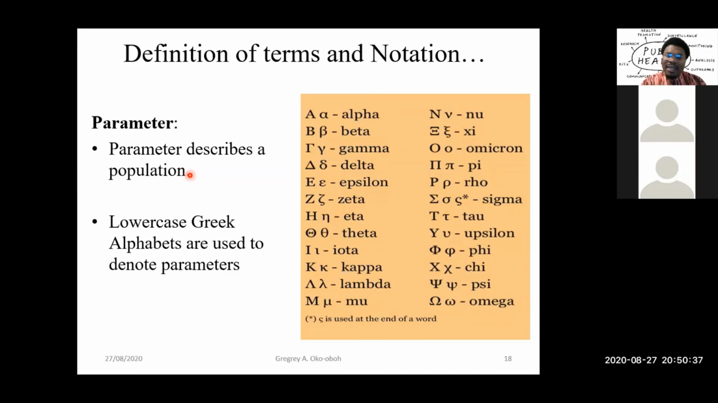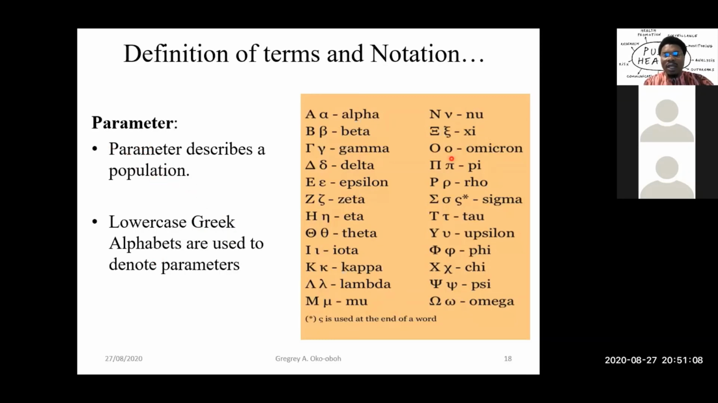And you characterize them with a given value. That value that you have used to characterize or summarize data generated from a population is referred to as a parameter. So when you hear the word parameter, parameter is trying to describe a population. And these parameters are represented by lowercase Greek alphabets. Lowercase Greek alphabets are used to describe parameters of a population.